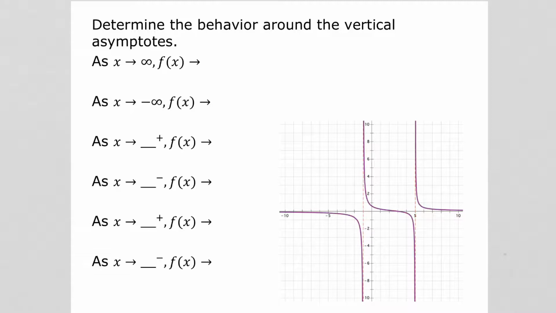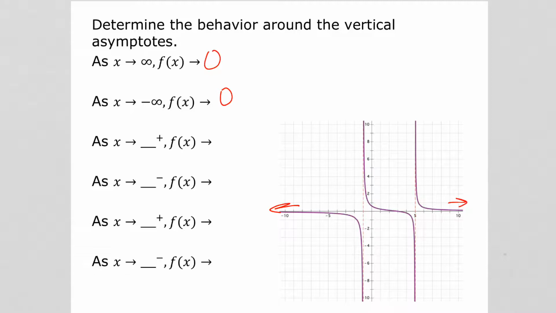Here we want to determine the behavior around the asymptotes. And I didn't include this one in your notes, but it doesn't hurt to go over it. It's basically the same as example 4. As x approaches infinity, we're getting closer to 0. As x approaches negative infinity, the purple graph there is getting closer to 0.